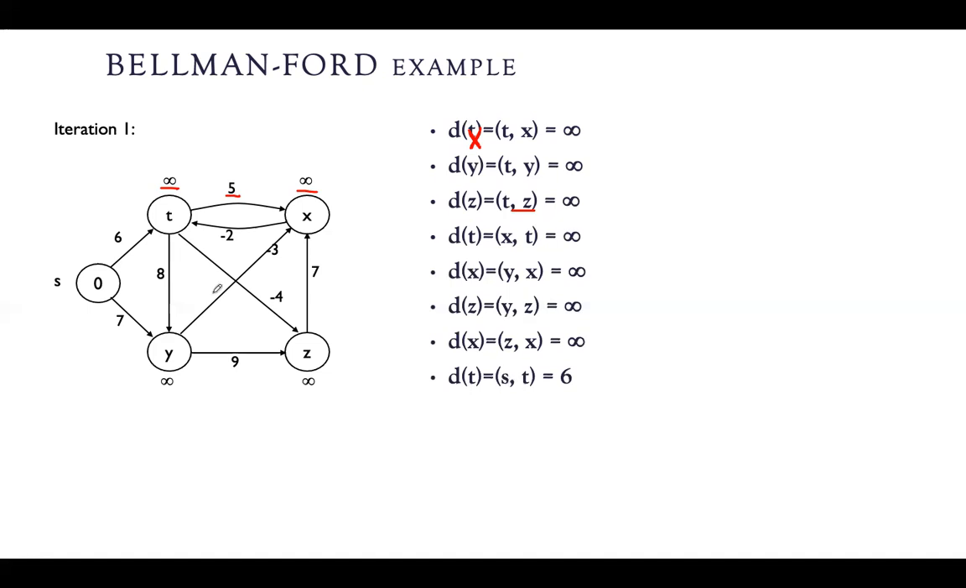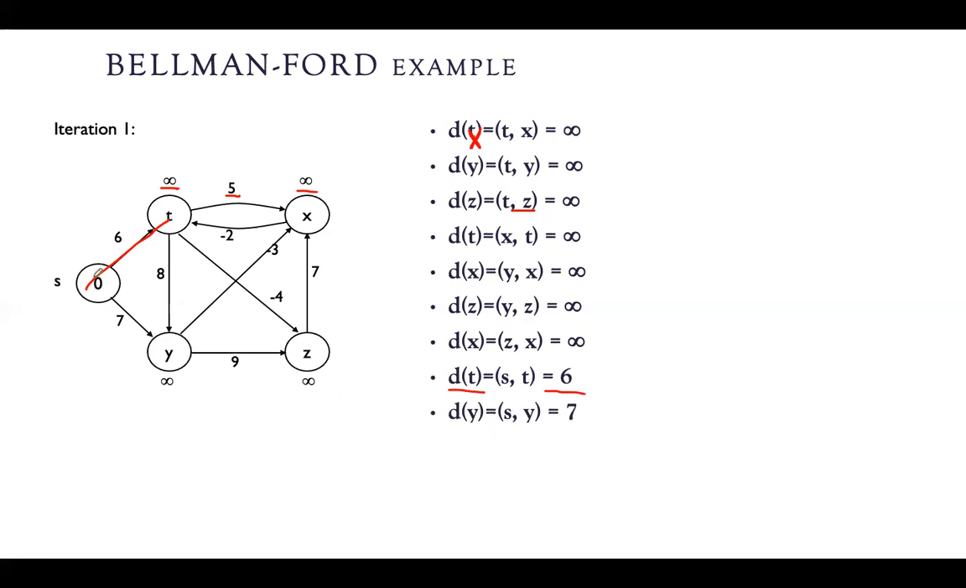Next, edge s to t. It will update the distance of t. Distance of the source is 0, so 0 plus 6 is less than infinite. So distance of t is updated to 6.